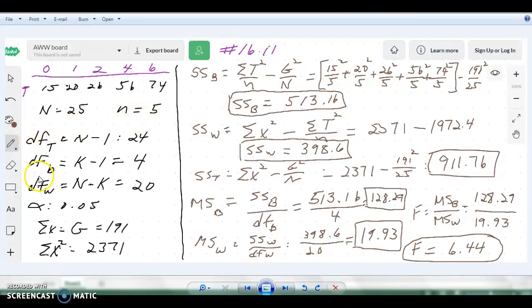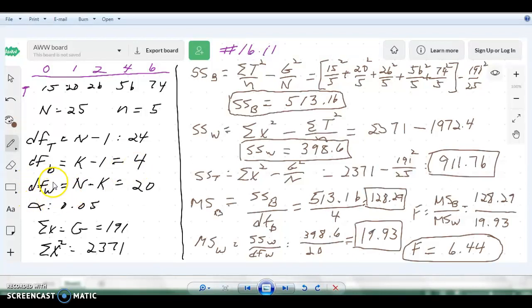Then we have different degrees of freedom. Degrees of freedom of the total is 1 less the total number of sample space here, so 25 minus 1, which is 24. The degrees of freedom between, this means that if I have 5 different categories, 5 columns or 5 treatment areas, 5 minus 1, which means I have 4 degrees of freedom between.